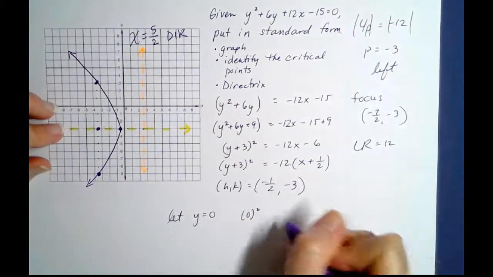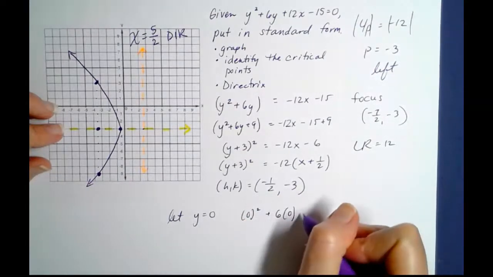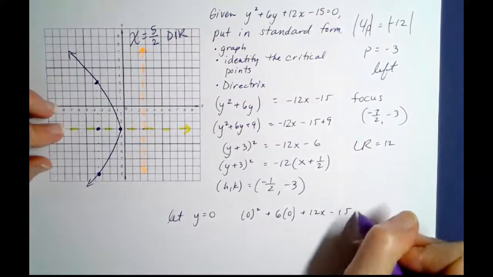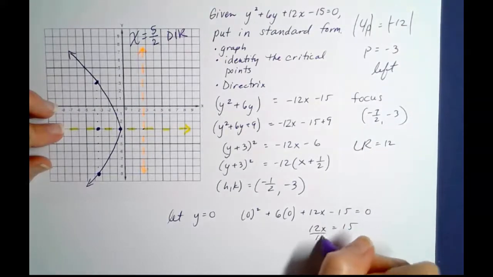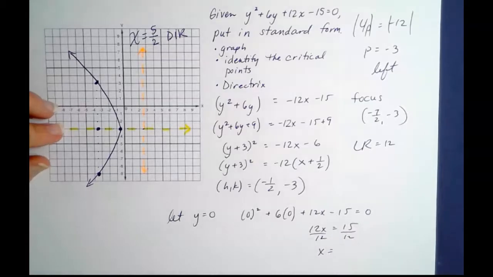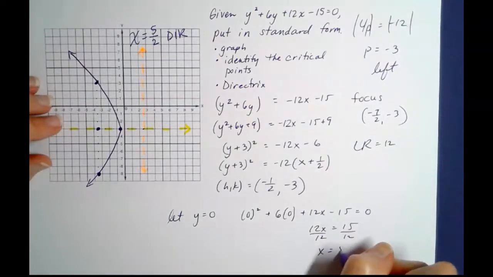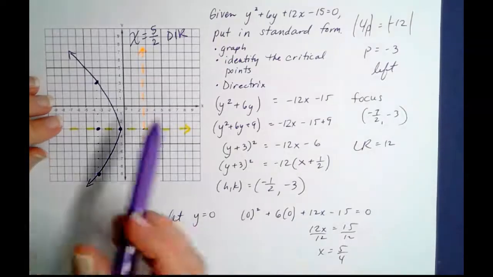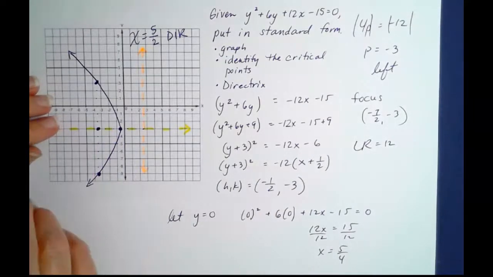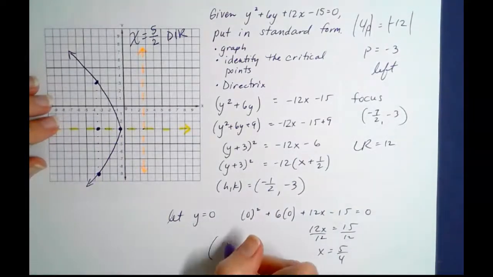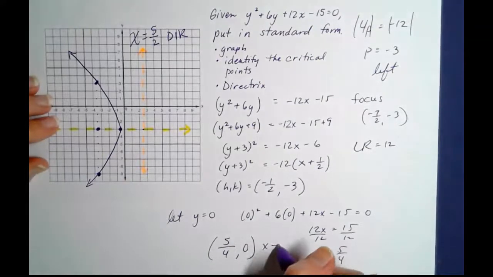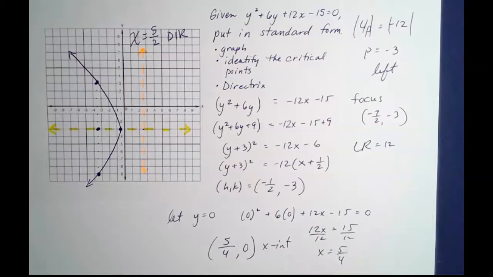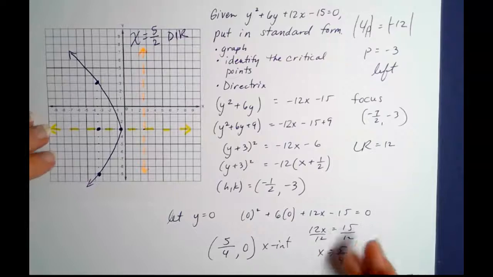So 0 squared plus 6 times 0 plus 12x minus 15 equals 0. So we end up with 12x equals 15, dividing both sides by 12. 15 over 12, reduce that by 3, so that is 5/4. So maybe mine's a little far to the left, but it's looking pretty good. So I've got an x-intercept at 5/4, 0. So there we go. Critical points, directrix, graphed, standard form. We've answered all the questions because we're awesome.